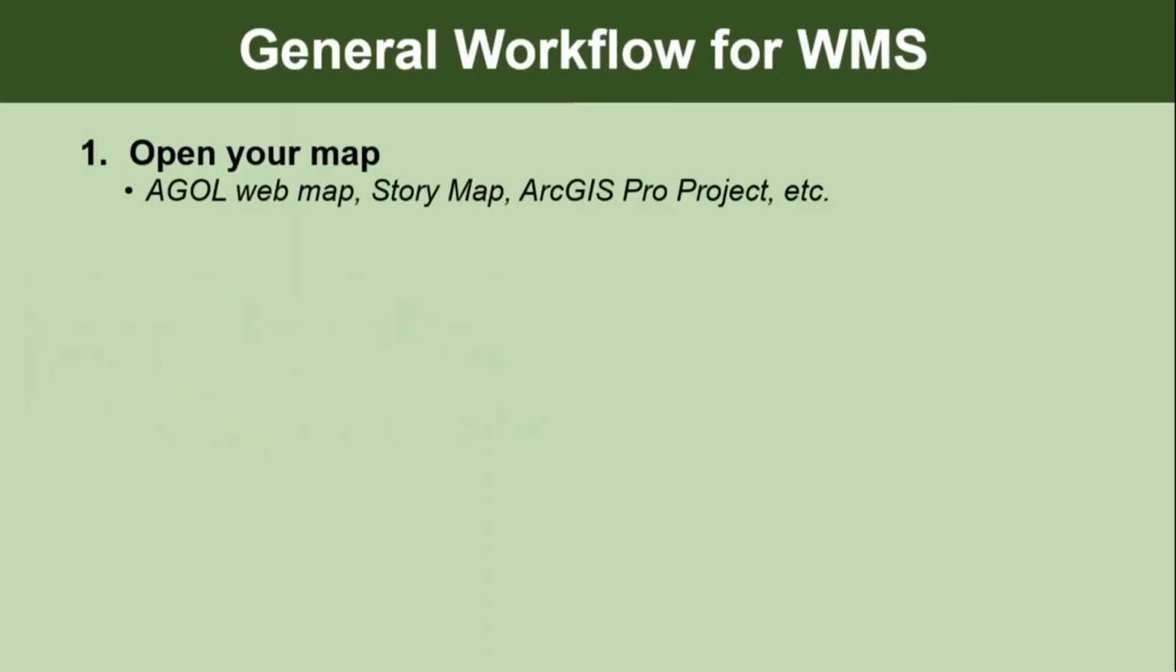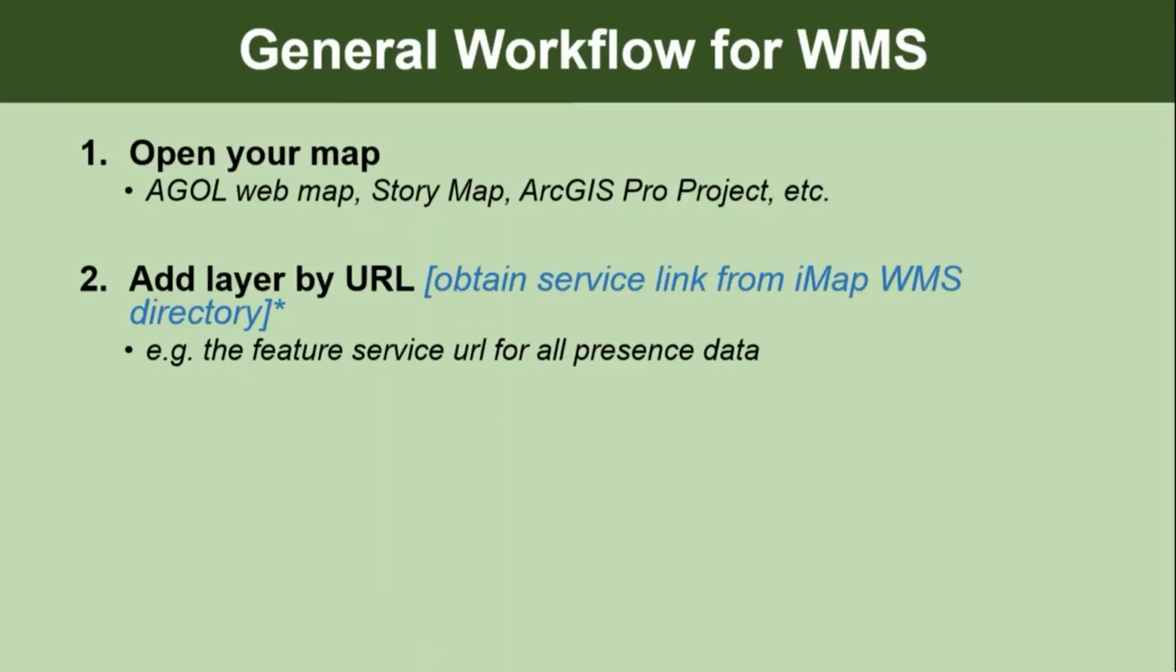If you do decide that the WMS is helpful for your project, this is the general workflow. You open your map, which might be a web map, a story map, or an ArcGIS Pro project, that you want to add iMap data to, and then you add a layer by URL. This URL is a service link that you're going to get from the iMap WMS directory, which I'll show you in a second.